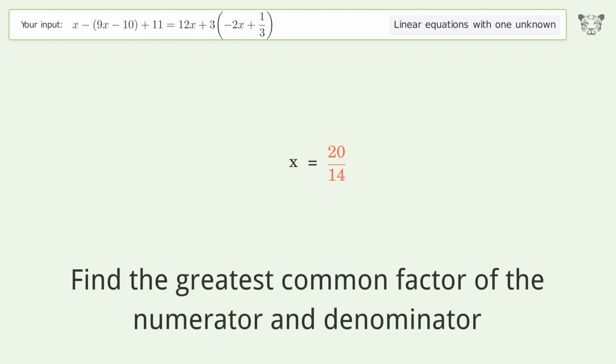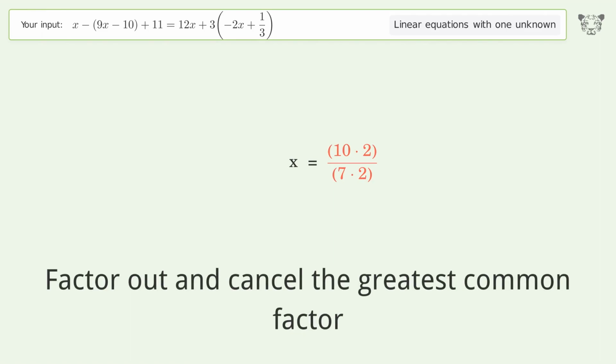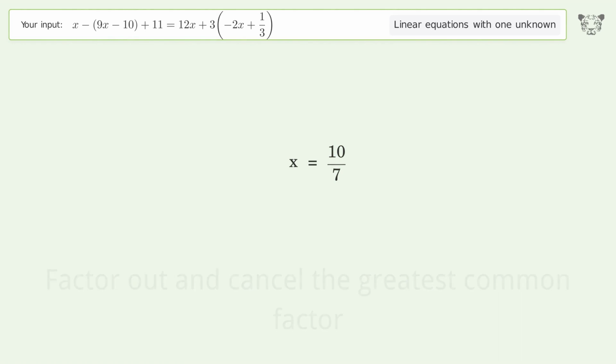Find the greatest common factor of the numerator and denominator. Factor out and cancel the greatest common factor. And so the final result is x equals 10 over 7.